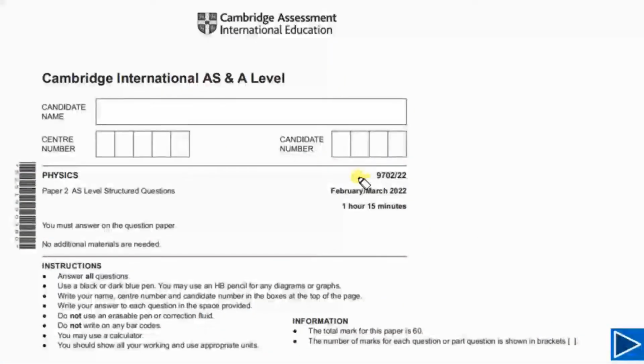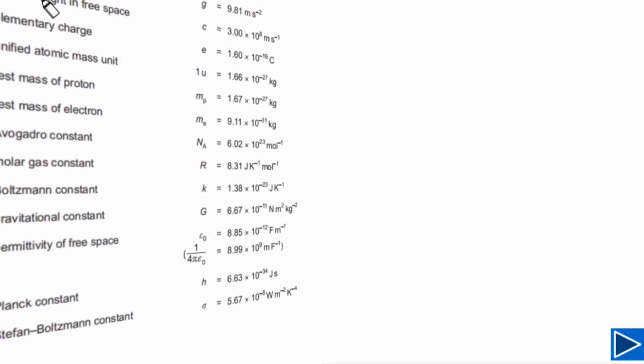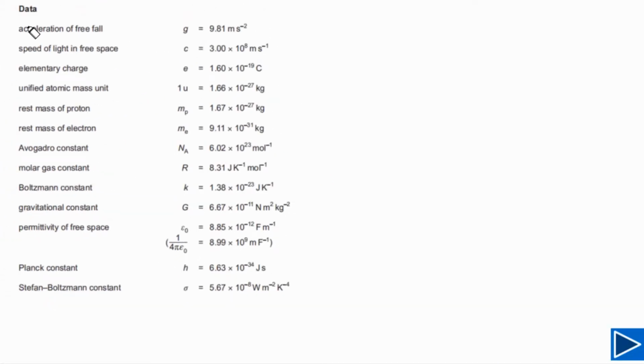In this lesson, we are talking about paper 2 from March 2022, and the exam duration for this paper is 1 hour and 15 minutes, and the total mark for this paper is 6. On the second page of the exam paper, you can find some important constants and their values.